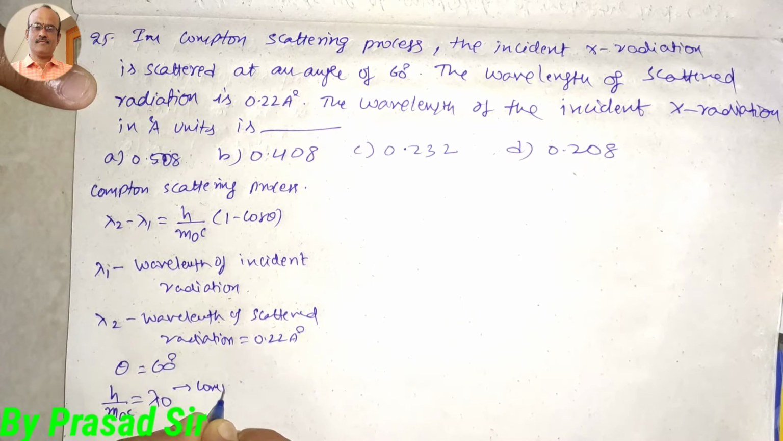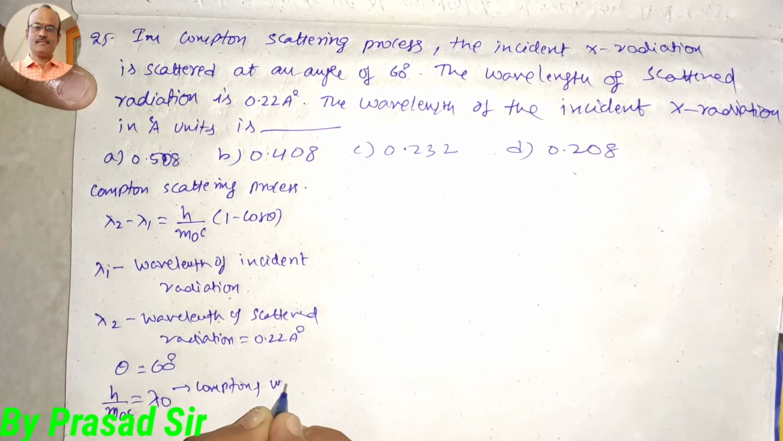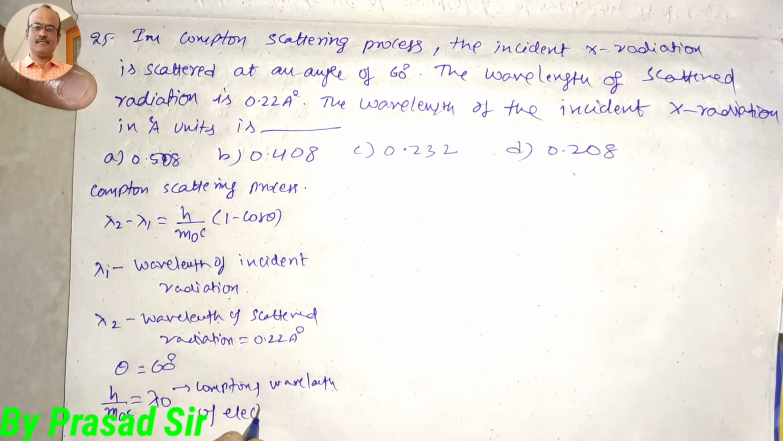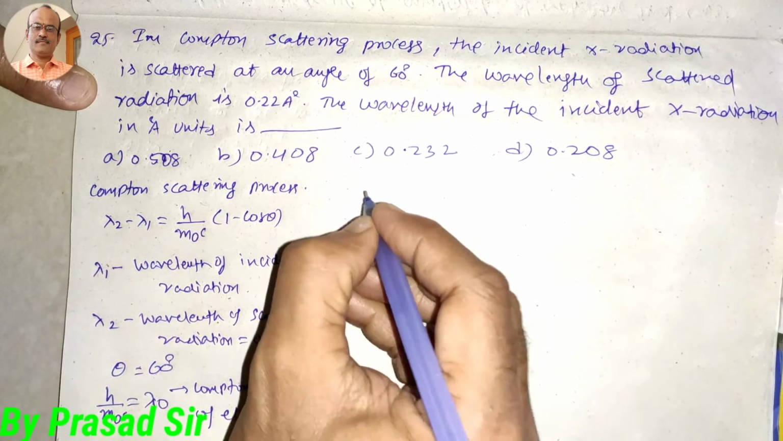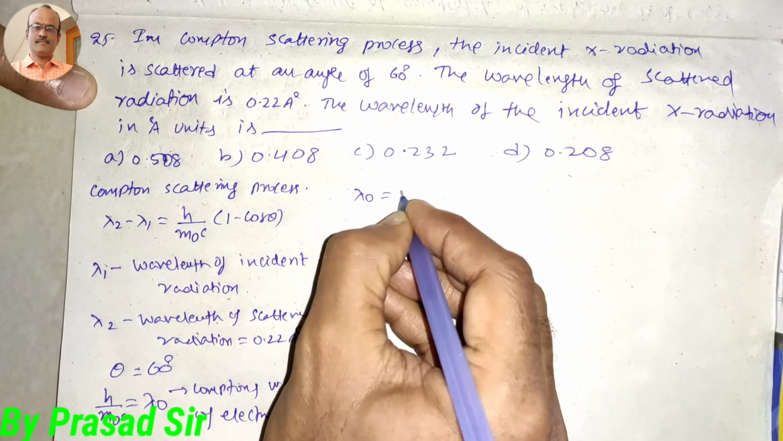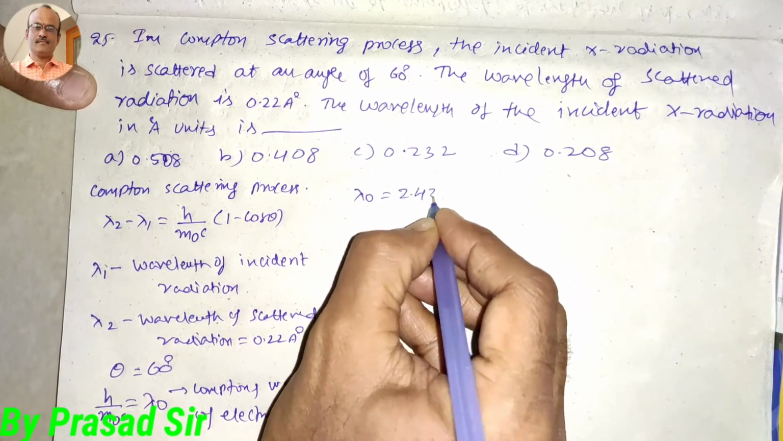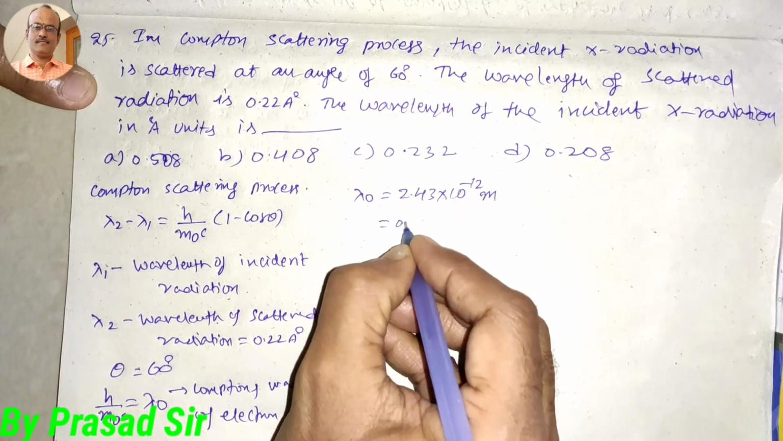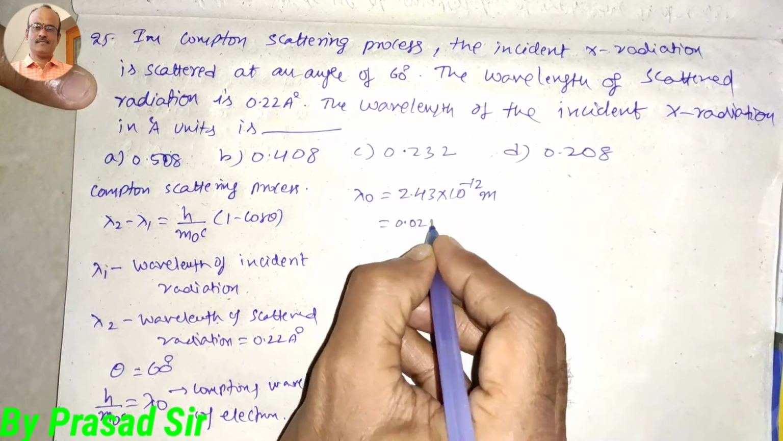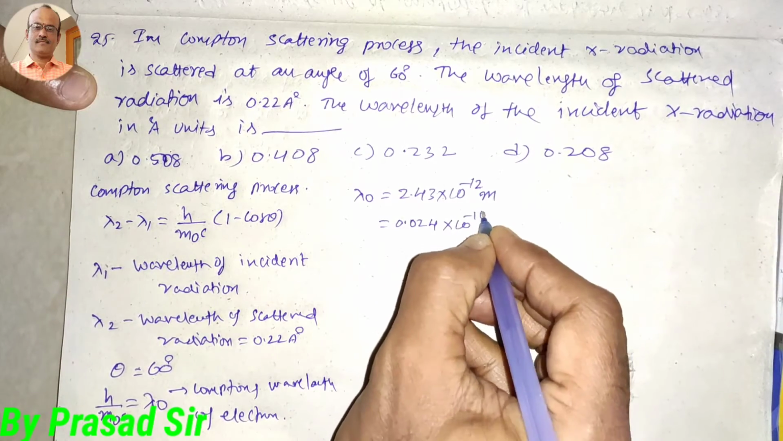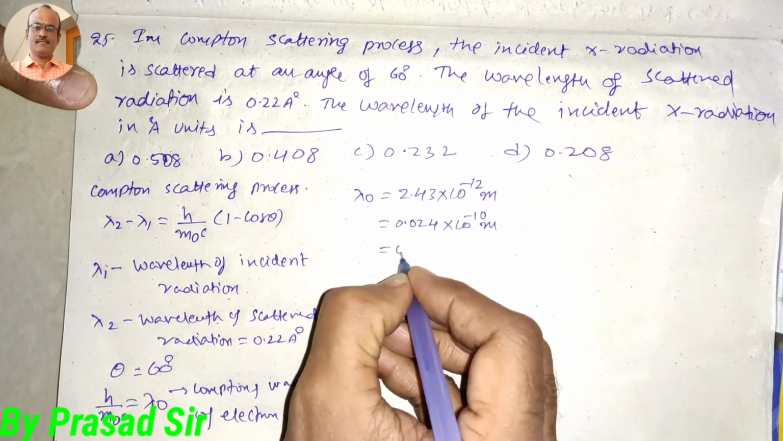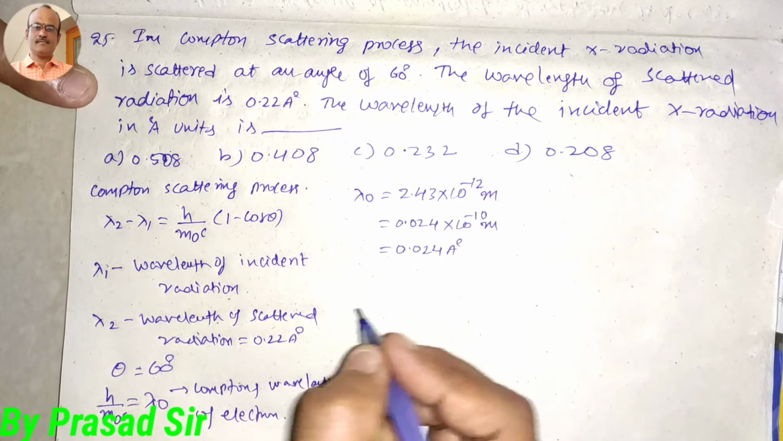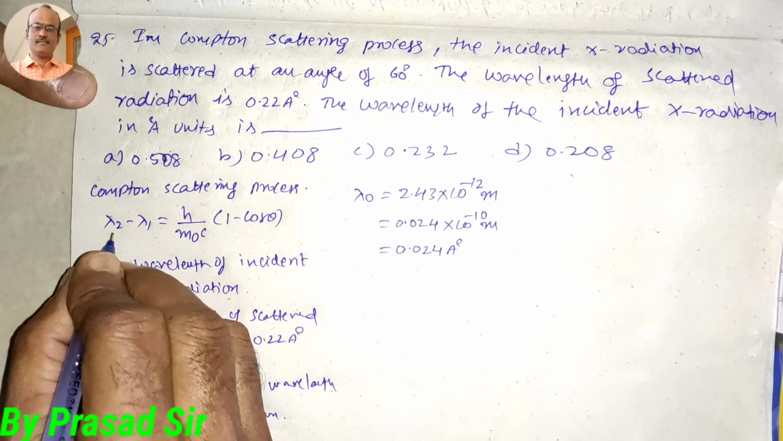It is the Compton's wavelength of electron, that is given here. Lambda naught is equal to 2.43 into 10 to the power of minus 12 meters. It can be written as 0.024 into 10 to the power of minus 10 meters. This can be written as 0.024 angstrom units. Now substitute all the values in this equation.